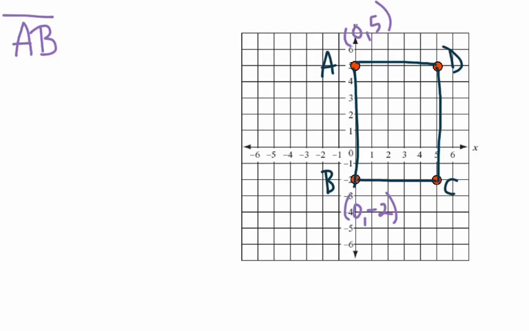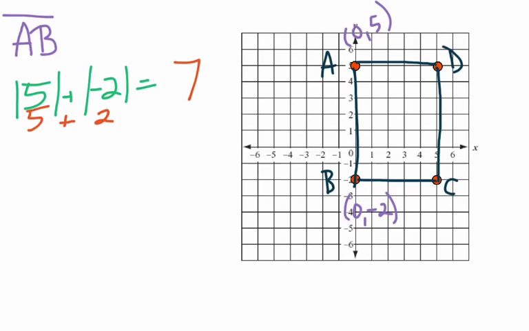I am looking at their y coordinates, 5 and negative 2. So I'm going to do the absolute value of 5 plus the absolute value of negative 2. The absolute value of 5 is 5. The absolute value of negative 2 is 2. 5 plus 2 is 7. So I know the length of line AB is 7.